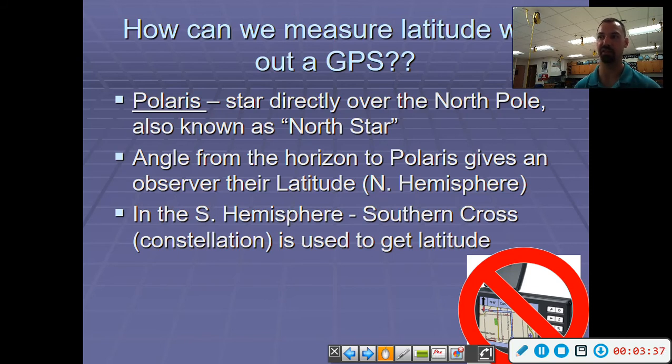Obviously compasses will help you with that too, but this is also another way to navigate when the compass is going haywire in really rough seas. Also, in the Southern Hemisphere, the Southern Cross is a constellation that's actually over the South Pole, so that's the one used down there. But in general, without GPS, that's what they used to do.